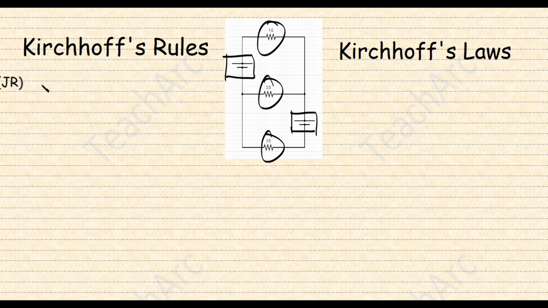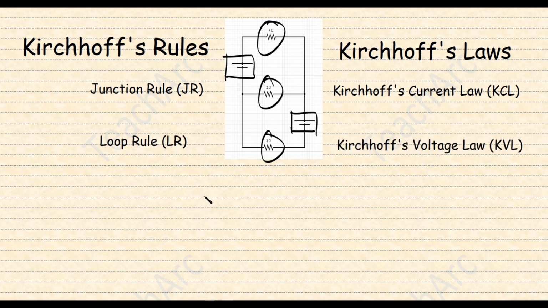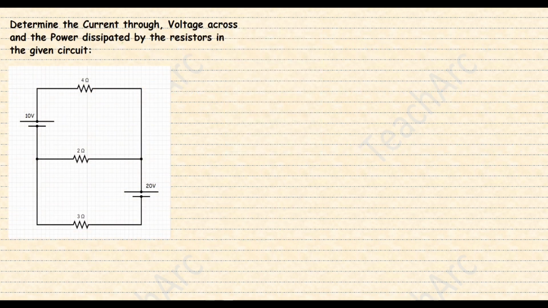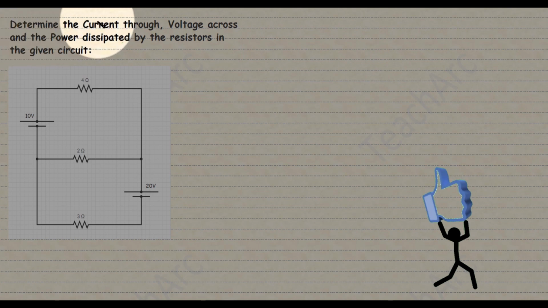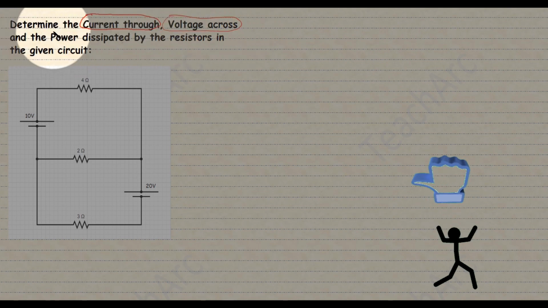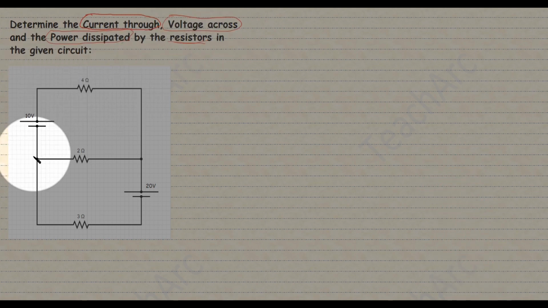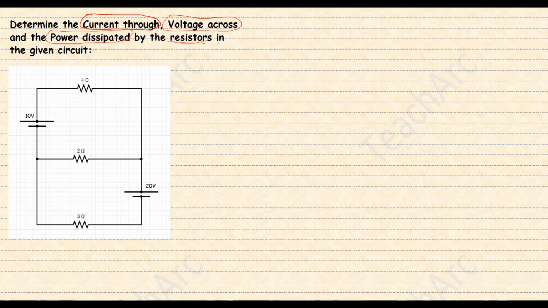The junction rule is the same as Kirchhoff's current law, while the loop rule is the same as Kirchhoff's voltage law. Okay, applying Kirchhoff's rules in a simple problem will help you understand the process. Let's determine the current through, voltage across, and the power dissipated by the resistors in the given circuit. Most of the time, these are the types of questions you get when you are dealing with Kirchhoff's rules.